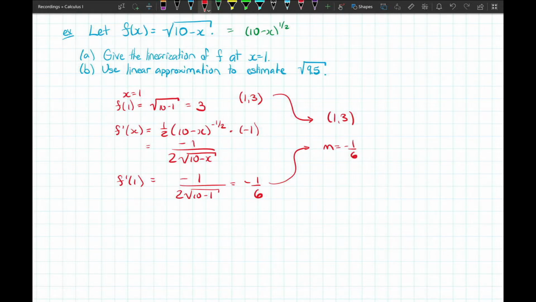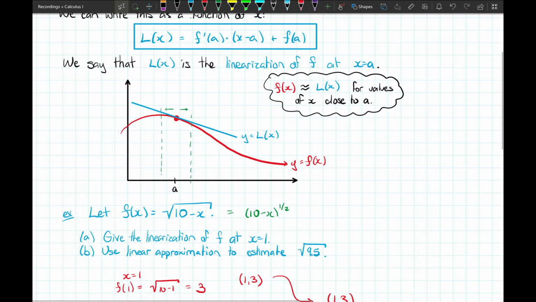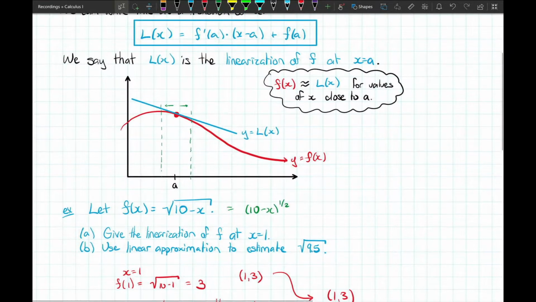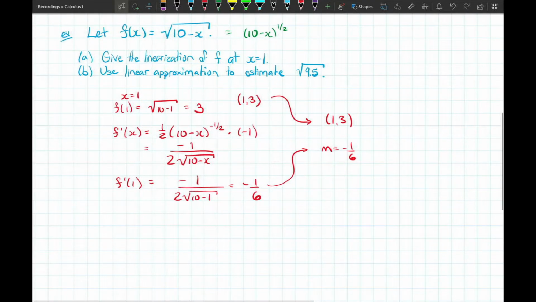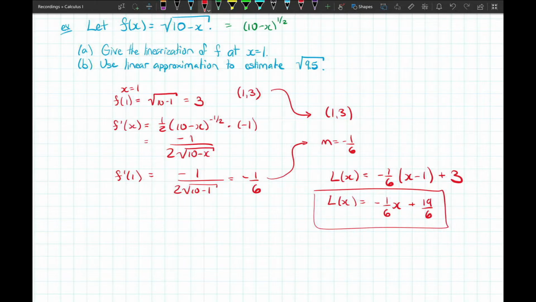Of course, these pieces of information can simply be plugged into this equation, L of x equals f prime of a times x minus a plus f of a, as long as you remember that equation. Otherwise, if you just know point-slope form, you can come up with it for yourself. The linearization, L of x, is equal to f prime of a times x minus a plus f of a. And we can easily expand and simplify. And the linearization can be written out as -1/6 x plus 19 over 6.